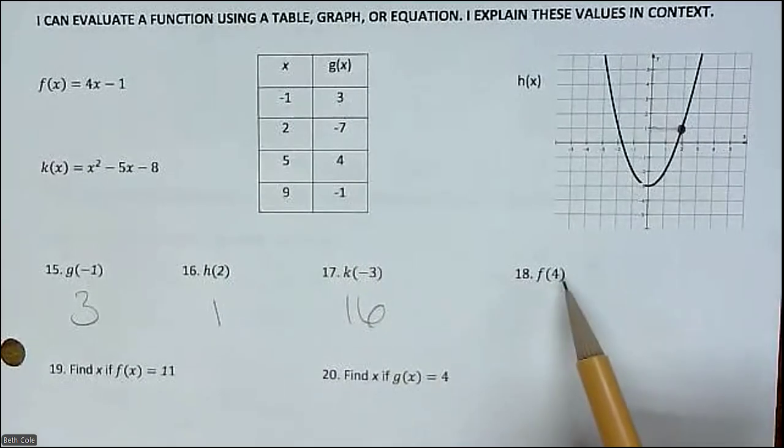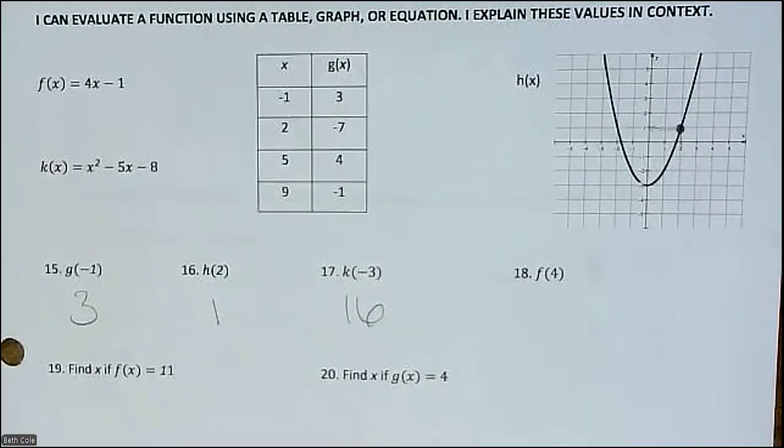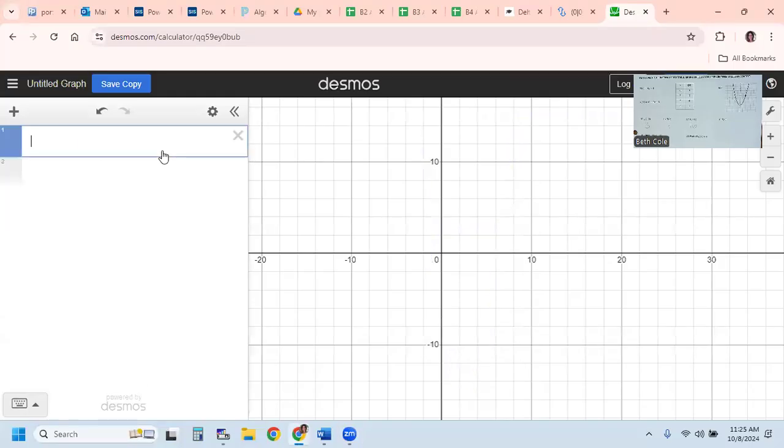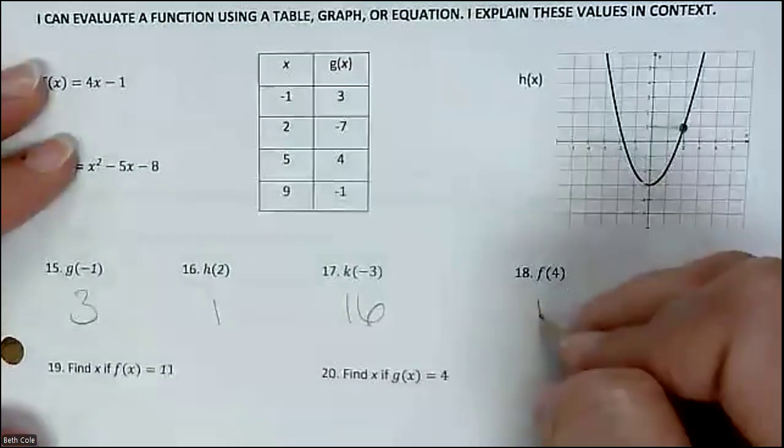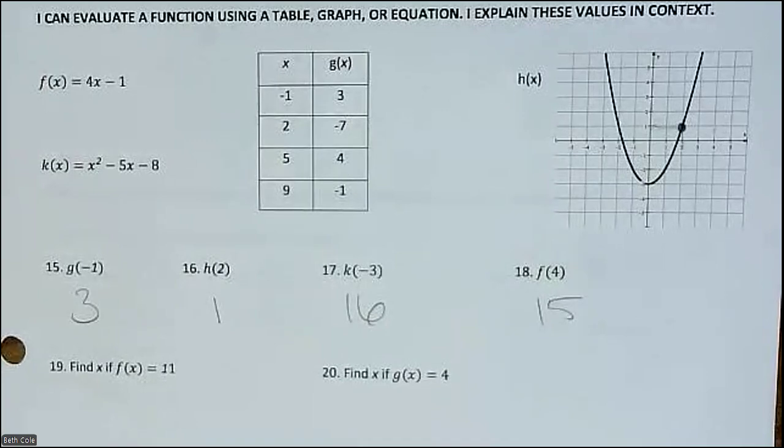All right. Same thing for this one. F of 4. Let me go back over here. Sorry, I can't have the paper and the calculator at the same time. All right, what do I type in the first one? F of x, 4x minus 1. Just reading it off the paper. Come down here, type F of 4. What is it? 15. All you do is this. Type it in the calculator. Use your resources. You'll be okay.